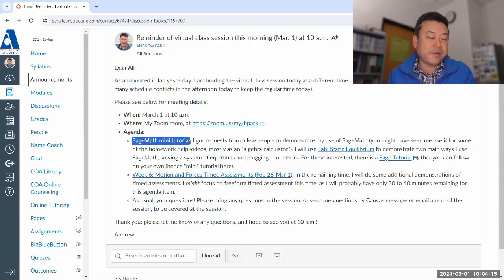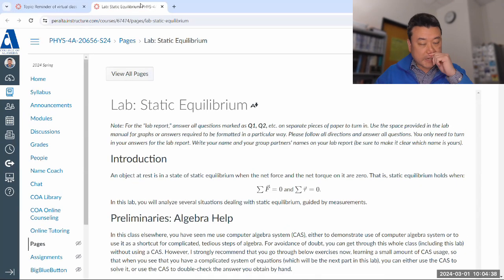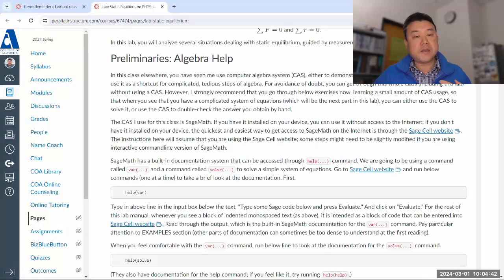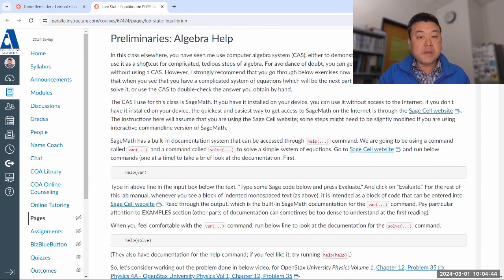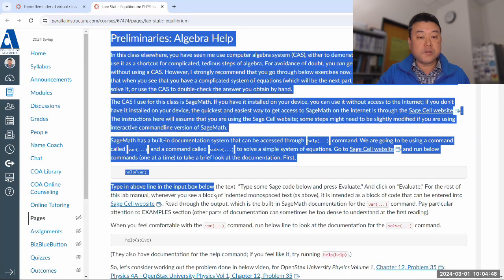SageMath is like a calculator for algebra, and it can reduce a lot of frustration. And I think I should have a more proper instruction for teaching you how to use that tool. I rewrote this lab a year ago, specifically to have a portion of it that guides you through use of SageMath.